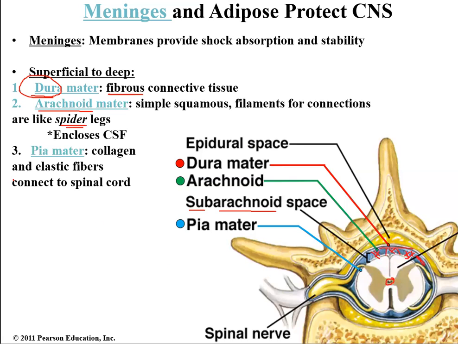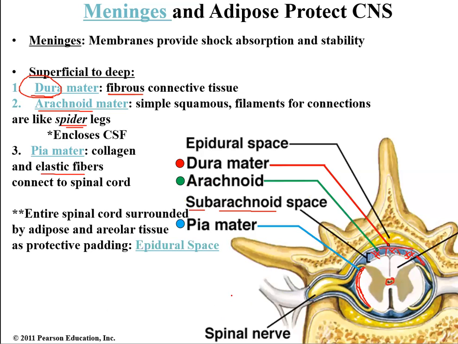This is super stretchy, so lots of elastic. This is pretty much right on the surface of the spinal cord. Right, so this here right on the surface, and just one extra layer of protection. Again, the entire spinal cord is surrounded by loose adipose and loose areolar connective tissue in this epidural space.